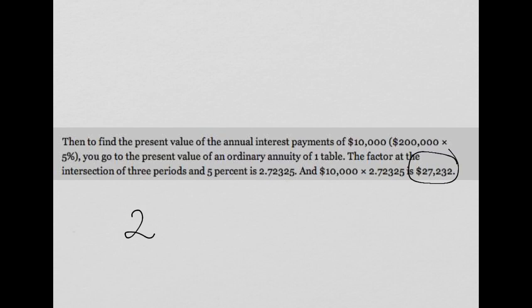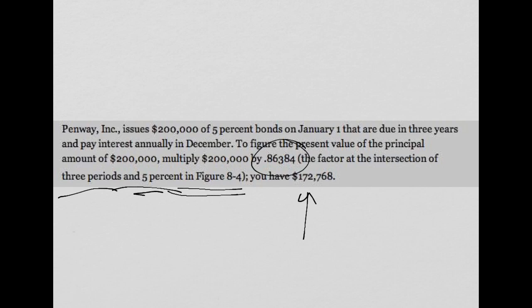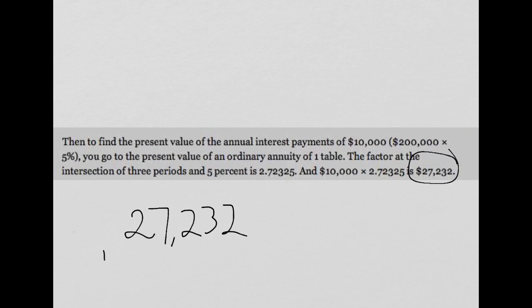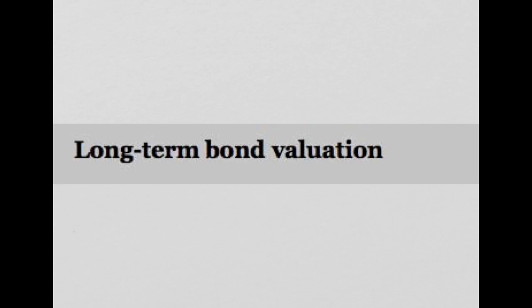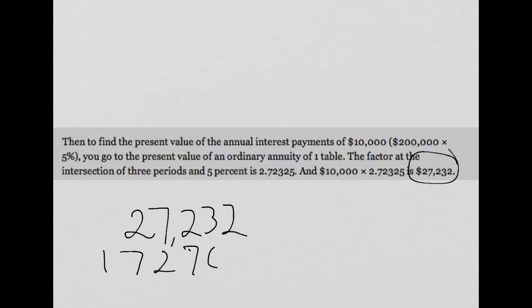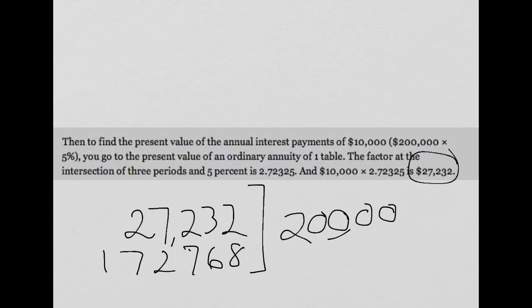of $27,232 plus this number, $172,768. And I'll explain this again. If you add these together, you will get $200,000. This is an exercise in futility because the answer was pretty clear right from the get-go, but this is just showing you how it all fits together.